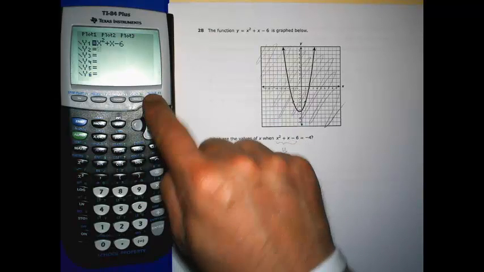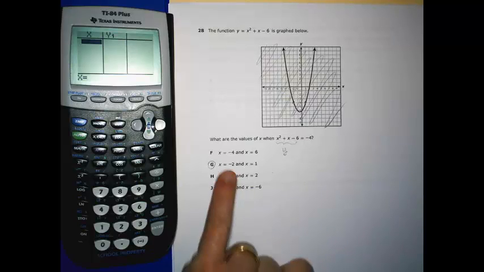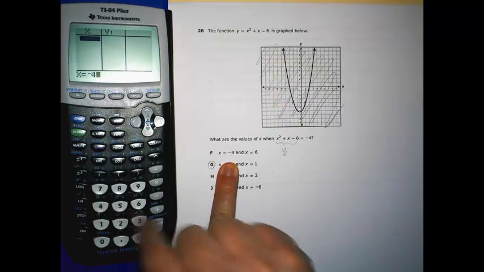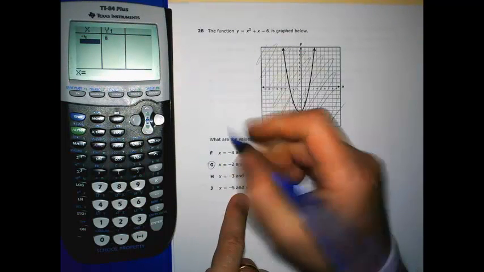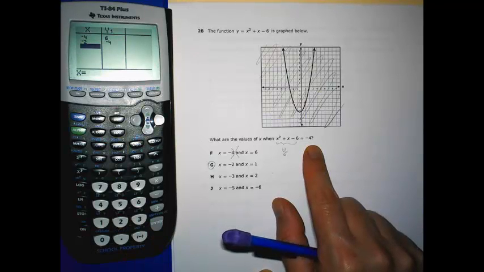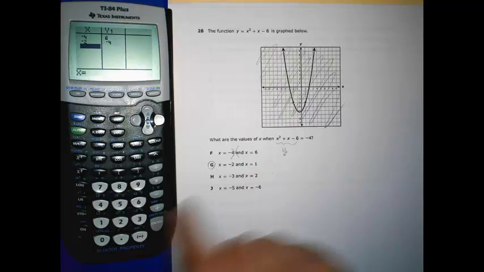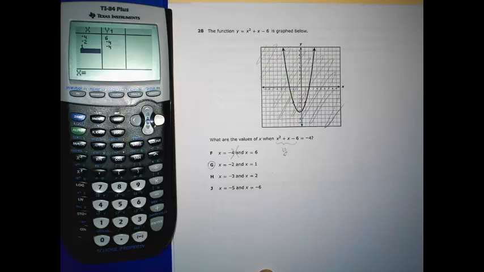So I go to my table, delete everything that I have there, and let's try negative 4. If I plug it in, do I get negative 4 for y? No, I don't. So I know that this is not my answer. How about negative 2? Do I get a negative 4? Yes, I do. That's a confirmation that it is correct. Let's try 1. I also get a negative 4. That tells me it's my answer.